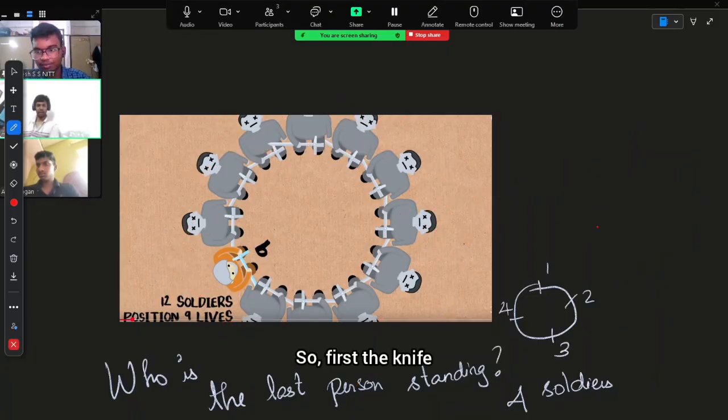So first the knife. Person one will have the knife first, right? So one will kill two, pass the knife to three, three will kill four, pass the knife to one, and one will kill three. So one will be left. Okay, set that in the mind.